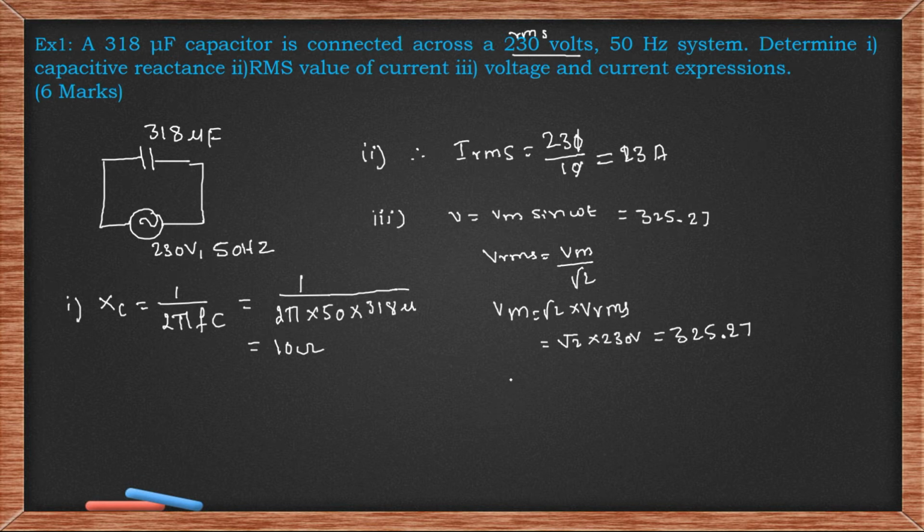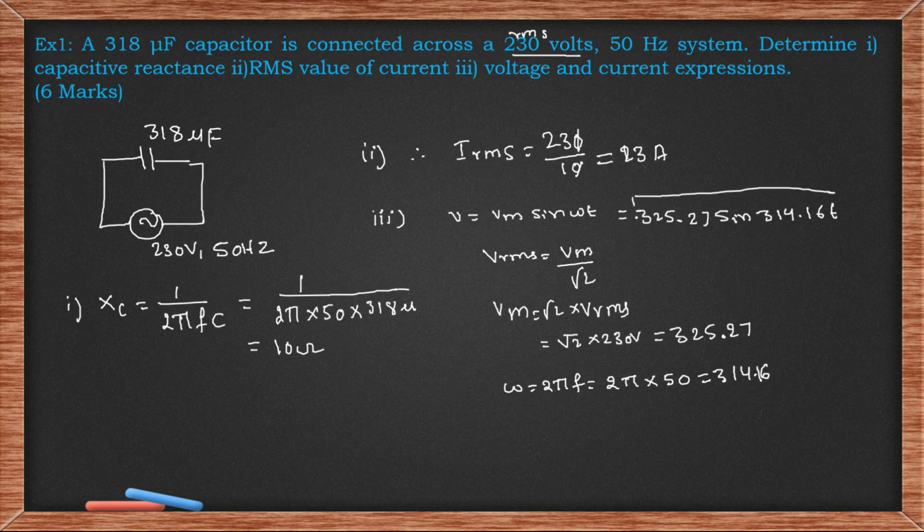Then what about omega? As you know already, omega is 2 pi f. 2 pi into f, where f is 50 hertz. The omega value is 314.16. So from these, we can say the voltage expression is 325.27 sine 314.16 t. This is all about the voltage expression.